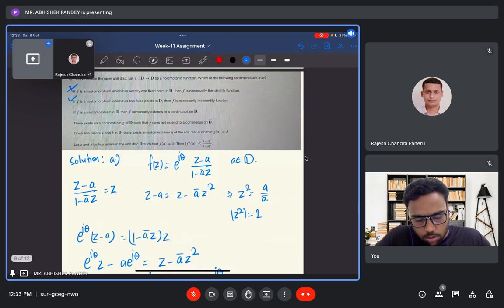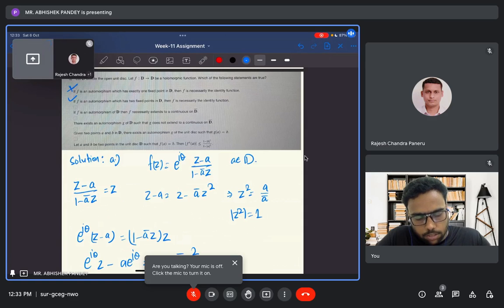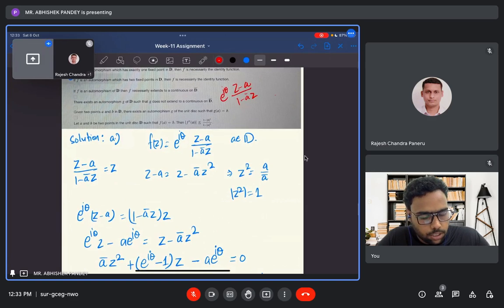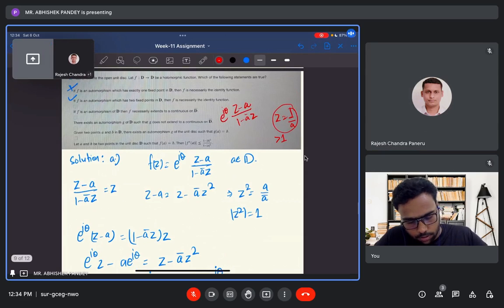Next: if f is an automorphism of D, then f necessarily extends continuously to the closure of D. You have seen that it is nothing but (z minus a) over (1 minus a bar z). The only problem is when z equals 1 over a bar, and this modulus will be greater than 1 since the modulus of a is less than 1. So on the unit circle it is also continuous. Is it clear? So this is true.